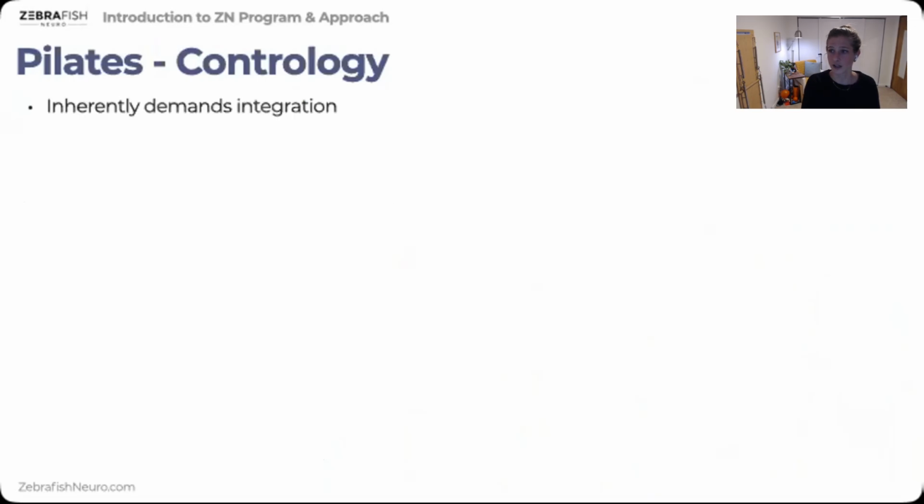All right, we have contrology, Pilates. Pilates inherently demands integration, which is why I gravitated towards it. It has an inherent demand for specifically postural stability for mobility. So a lot of times we hear, oh, Pilates is great for the core. Yes, it's great for the core because every movement that's generated in Pilates is meant to come from a place of core stability and then radiate outwards.